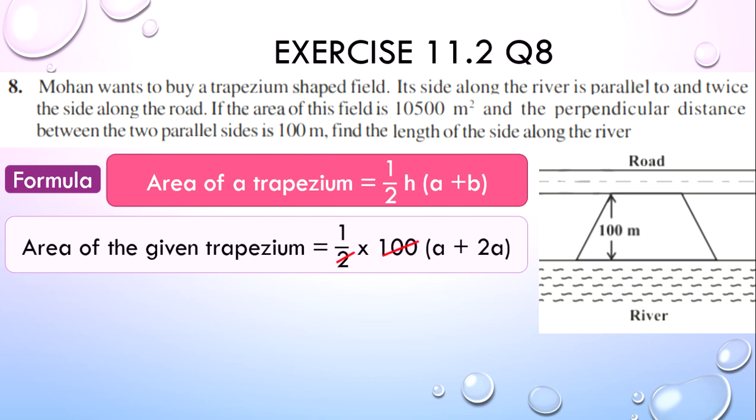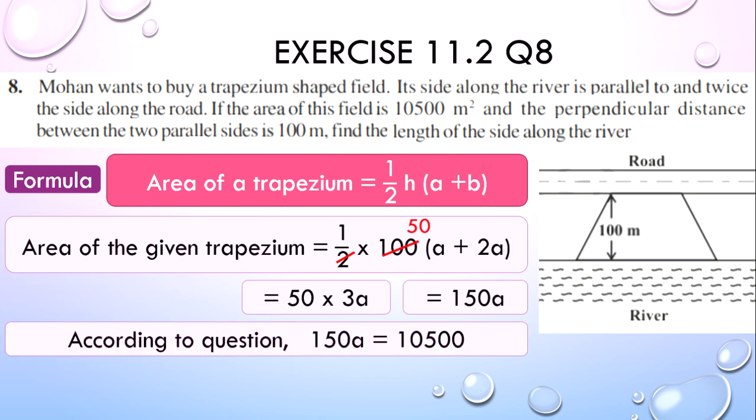Now you can cancel 2 and 100. You will get 50. So in the next step you can write 50 into (A plus 2A), which will become 3A. 50 into 3A. You are removing the bracket. Now multiply the numbers. Number into number. 50 into 3, 150. And write the variable A. Now we have to frame an equation according to the question. Now the formula says that the area of the trapezium is 150A.